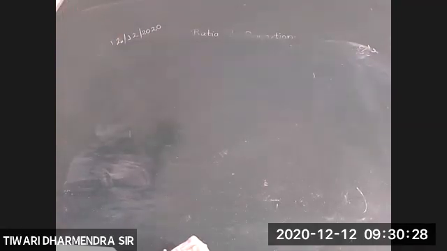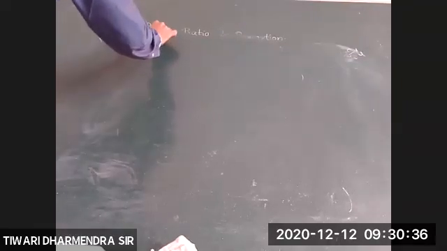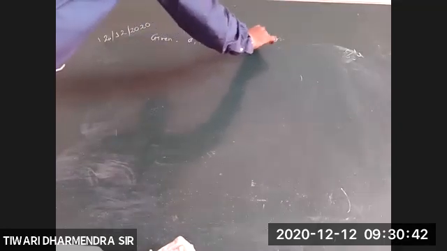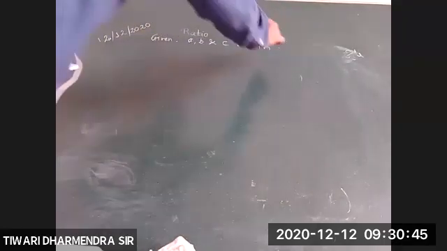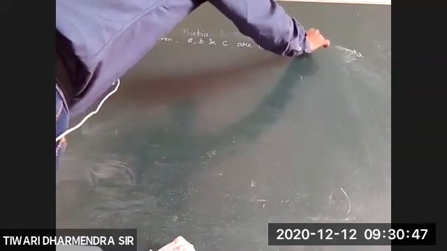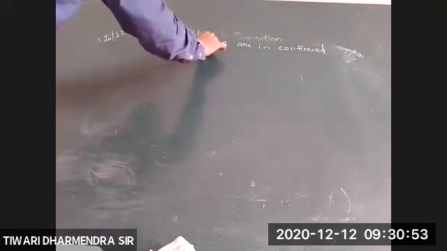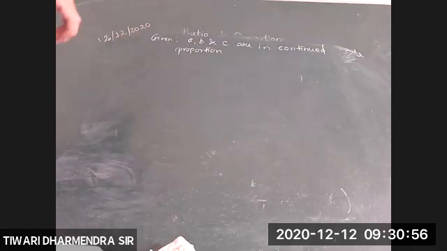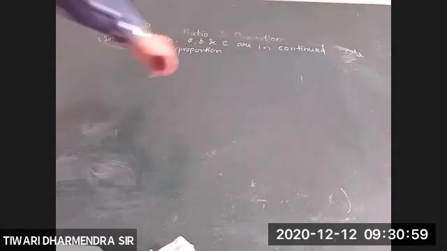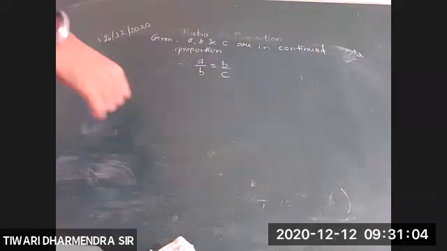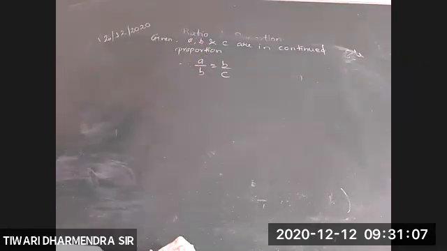So given that A, B, C are in continued proportion, then show that. Given A, B, and C are in continued proportion. So therefore, A by B is equal to B by C. What do we mean by continued proportion? You have mentioned here. Okay.